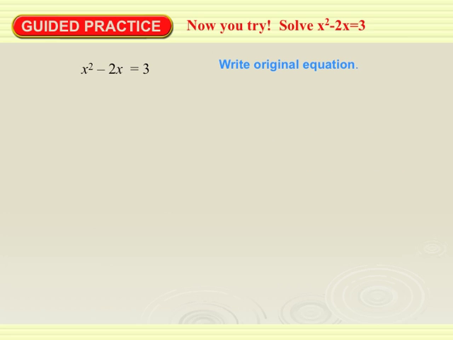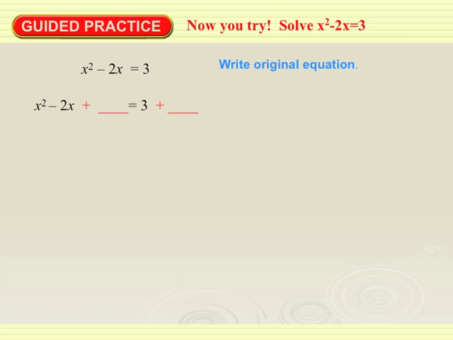Now I want you to try, and I'll walk you through some steps as to how to solve this equation using completing the square. The equation we're working with is x squared minus 2x equals 3. So the first step that you need to do, you start out with your original equation, and you need to rewrite it with a blank where you're going to add in whatever you need to complete the square. And you're going to add the same thing to both sides to keep your equation balanced. So show those two blanks there.